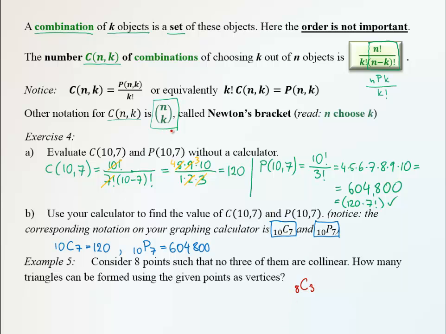As we mentioned before, this could be written in the form of a Newton bracket, just 8 choose 3, the number of combinations. And the formula is as above. So it's 8 factorial over 3 factorial times 8 minus 3, which is 5 factorial. After reducing 5 factorial with 8 factorial, we end up with 6 times 7 times 8 in the numerator and 2 times 3 in the denominator, which cancels with the 6, and the overall number of all different triangles is 56.